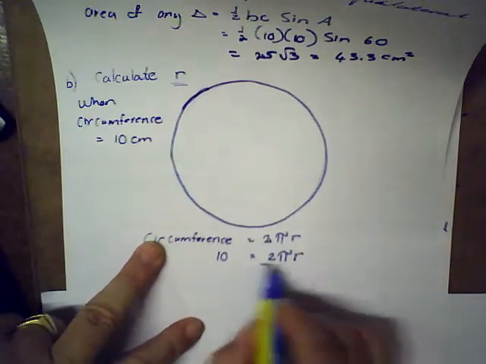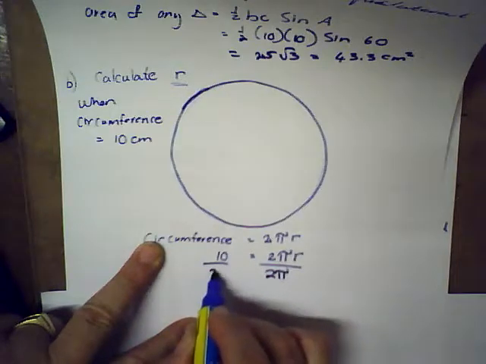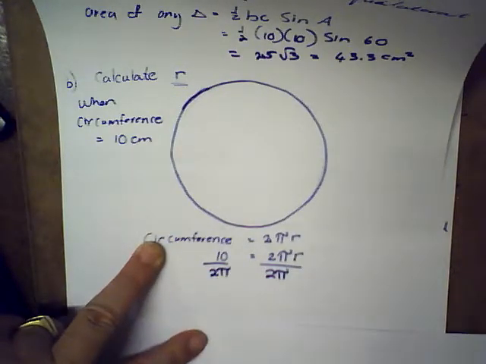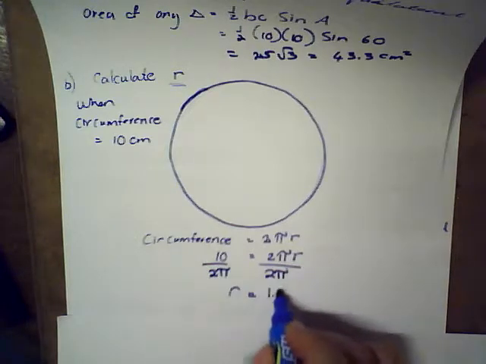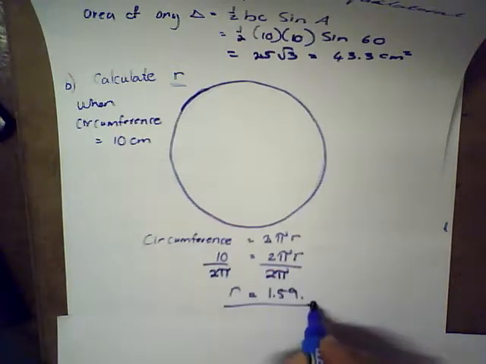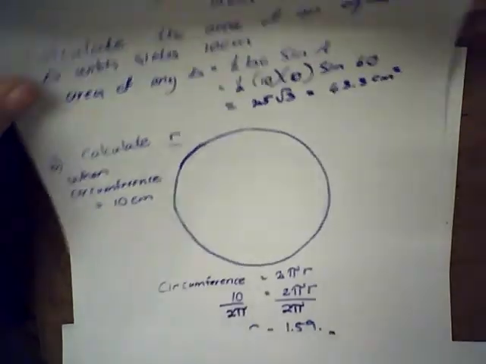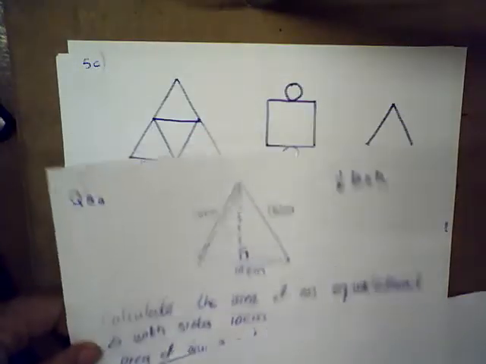So how do I solve for R? I just divide by 2 pi on both sides of my equation. That gives me R equals 1.59. Okay, we need to keep those values. I need it for the next bits of information.